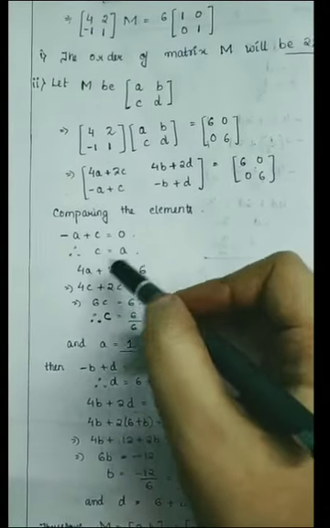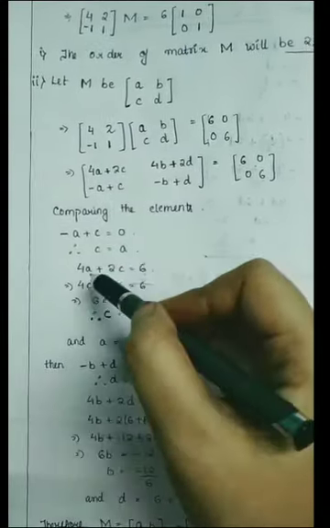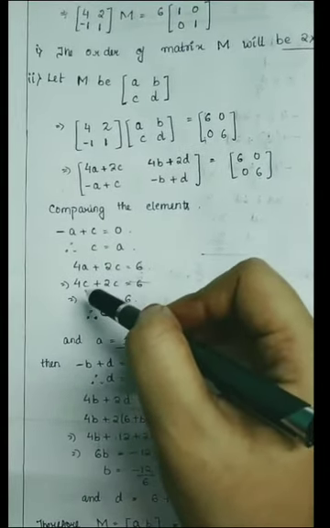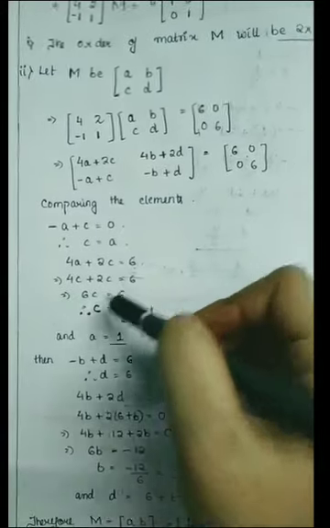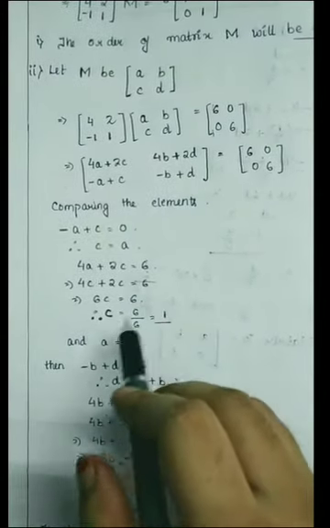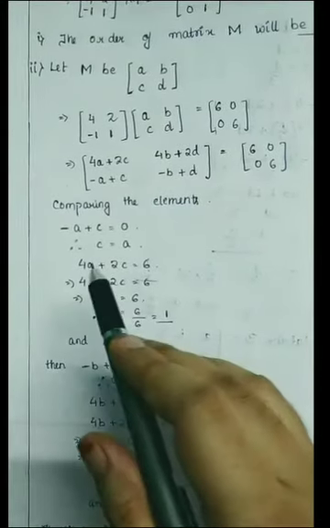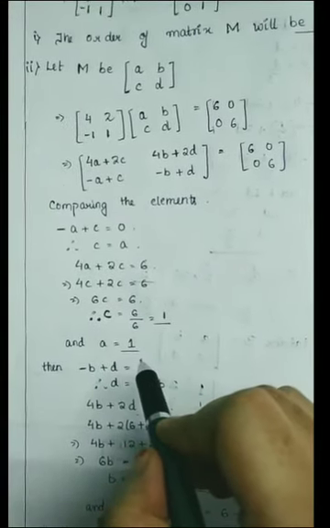Now putting the value in the first equation, we have got c is equal to a, we'll put. So we can get 4c plus 2c is equal to 6. Okay, that is equal to 6c is equal to 6. So c is equal to 6 by 6, that is equal to 1. Now a is equal to, because c and a both are equal, so a is also equal to 1.